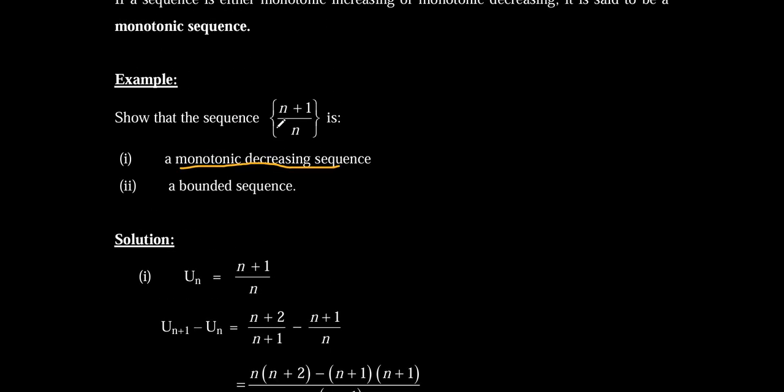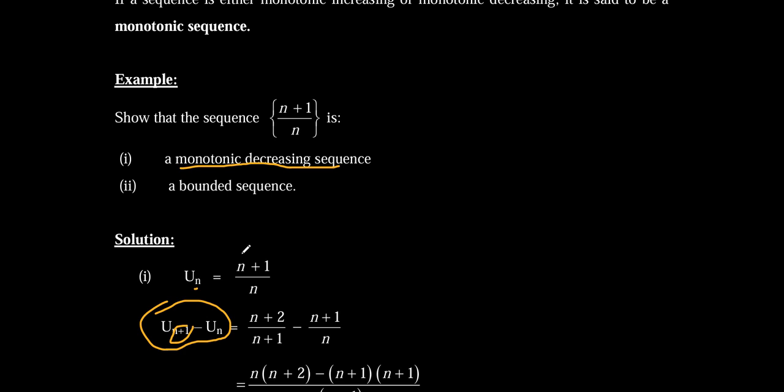Whether it is monotonic decreasing or monotonic increasing, you'll still have to find this expression: U of n plus 1 minus U of n, right? Now, how do you find U of n plus 1? See, U of n is (n plus 1) over n. So U of n plus 1 means that anywhere you see n, put n plus 1 there.